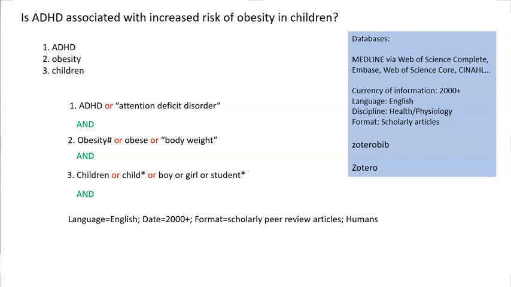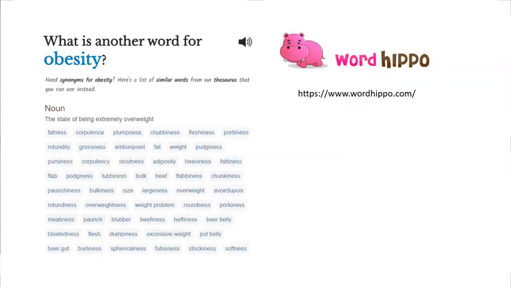Then I looked at my filters. I said, I want to use English language resources. 2000 is as far back as I want to go, and I can defend that in my limitations. I'm looking at scholarly peer-reviewed articles. I'm not looking at theses, conference reports, posters. I could, but I defend that, and I'm looking for humans, usually in health sciences research. I'm not looking at animal research studies. And I've decided I want to look at these databases, these important things, and I'm going to use ZoteroBib and Zotero along the way. Anytime you're stuck for words, I use Word Hippo, maybe you will as well.